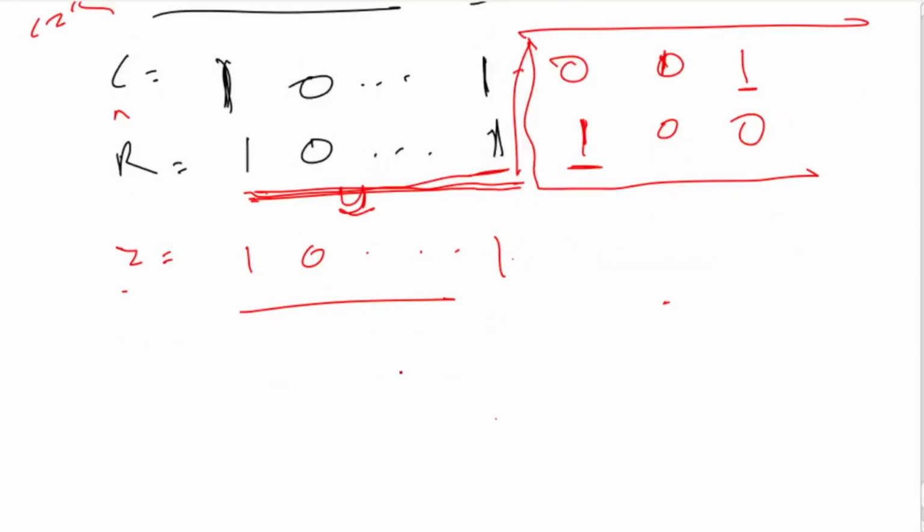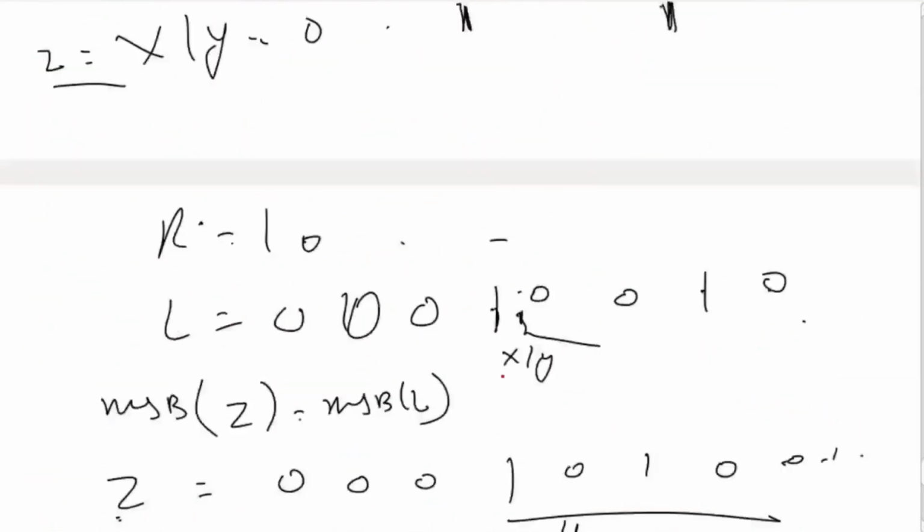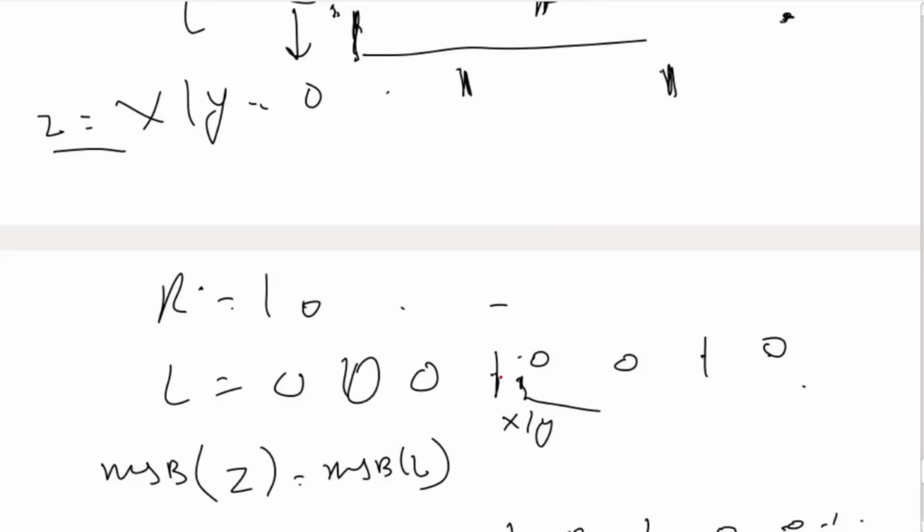So now the final case is when both L and R are equal, then all the bits in L and R are the same, and we don't need to perform any of those steps because our answer Z will be equal to L. Okay, so yeah, this is our algorithm for this problem.